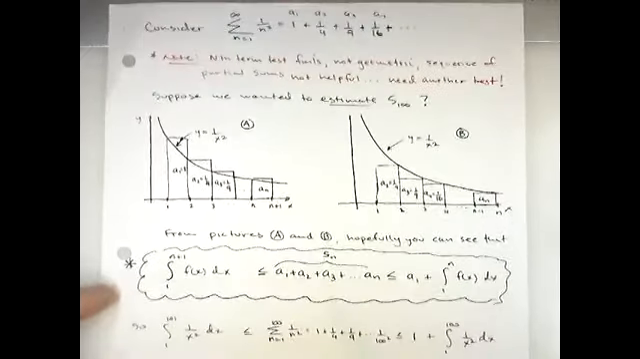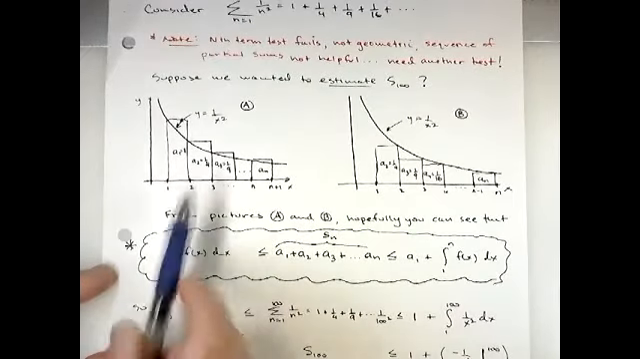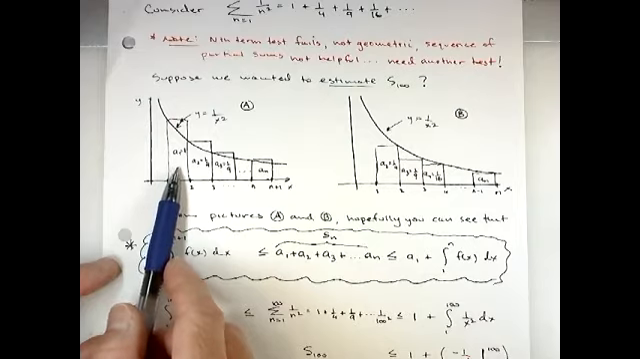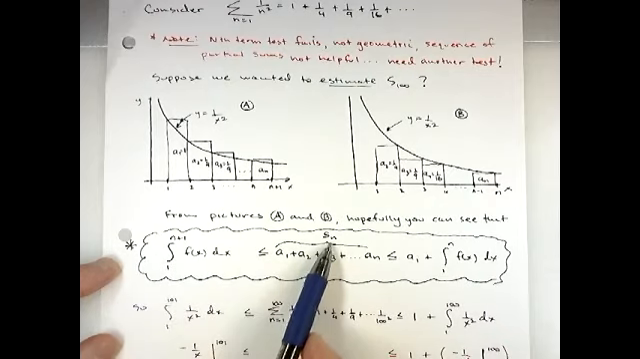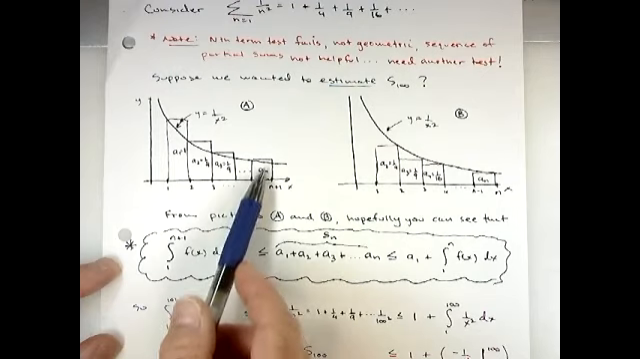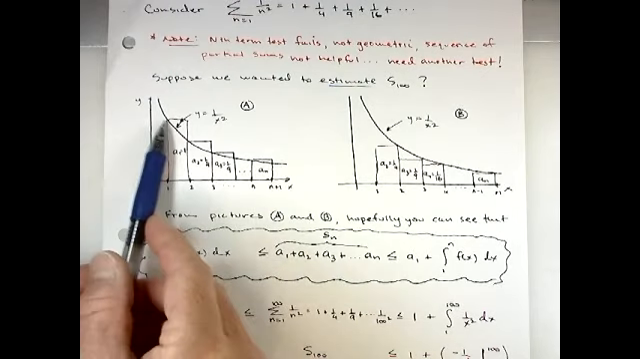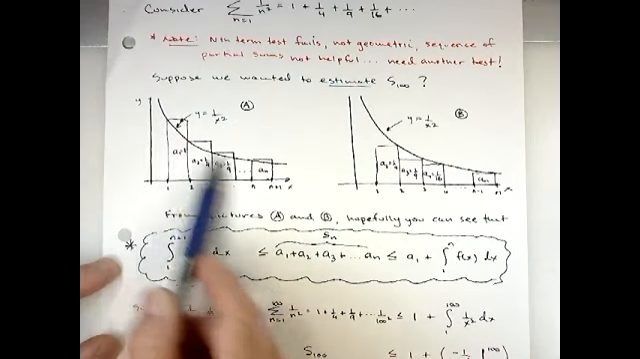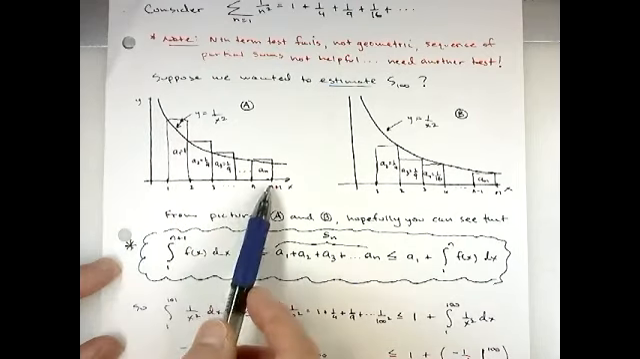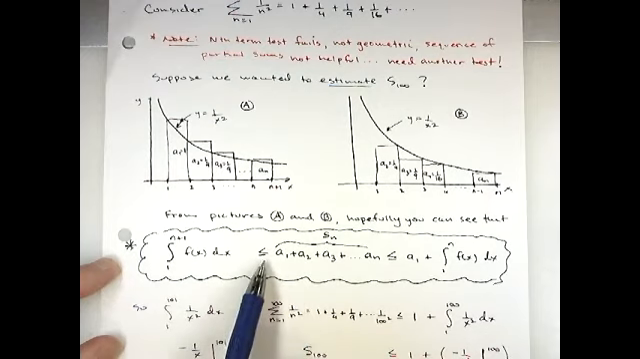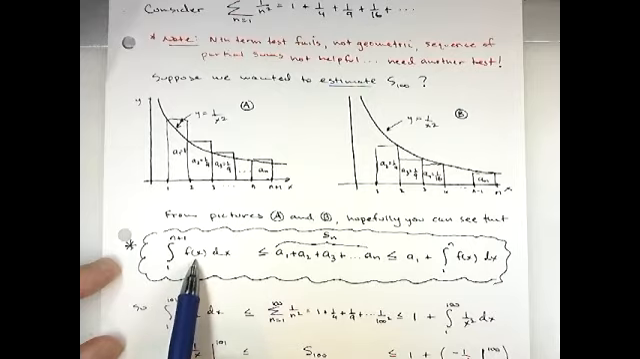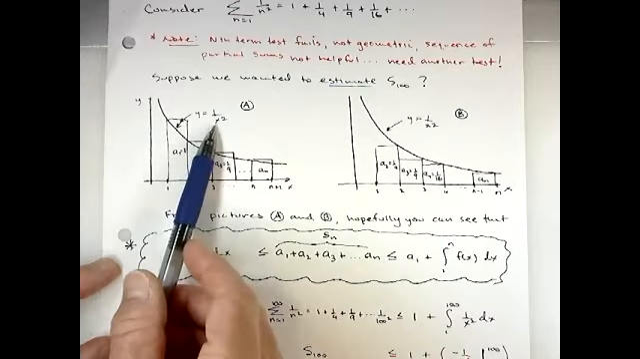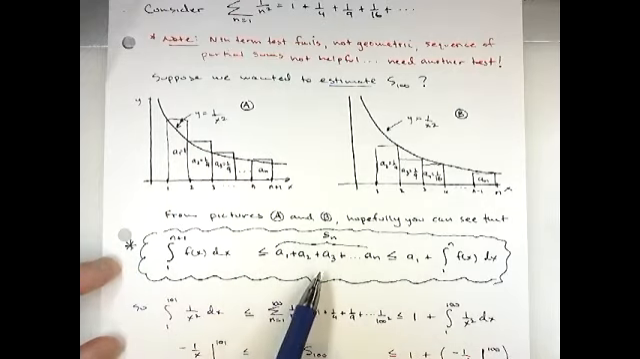And what we can learn from these pictures, if you go back to the upper sum, a sub 1 plus a sub 2 plus a sub 3 all the way up to a sub n, that's what we mean by the nth partial sum. And clearly, because the area of those rectangles is greater than the area under the curve from 1 to n plus 1, the nth partial sum is always going to be bigger than the integral from 1 to n plus 1 of f of x, f of x being the function that is associated with your series.